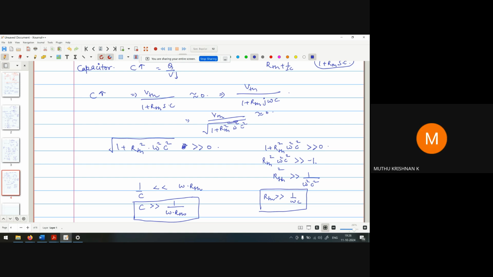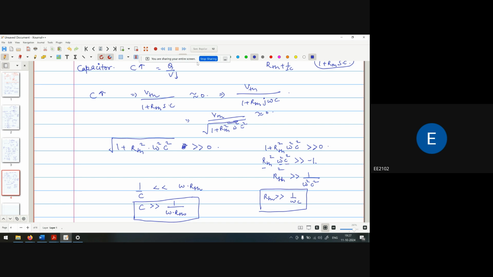Sir, this is the consideration of the capacitor value, coupling capacitor value, that the value of C should be greater than or equal to 1 upon omega times RTH. Sir, here where does this minus sign go? The minus sign will go because this is the multiplication of three components RTH, omega and C, and the value of these three components is positive.